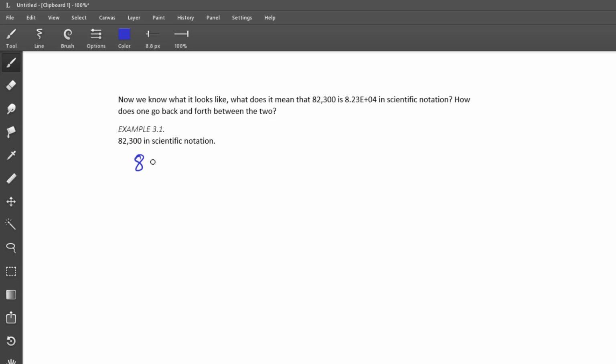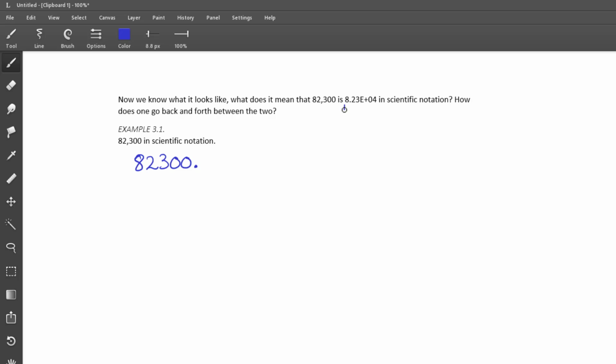So the first thing I'm going to do is write 82,300. And I'm going to point out that there is an implicit decimal in this number, although it is not showing. The implicit decimal is right here, right? The reason that decimal isn't written is because this number is a whole number, and so it means there's nothing but zeros off to the right. In that situation, often the decimal is just left off. But in this case, we're dealing with scientific notation, so I want to talk about that decimal.